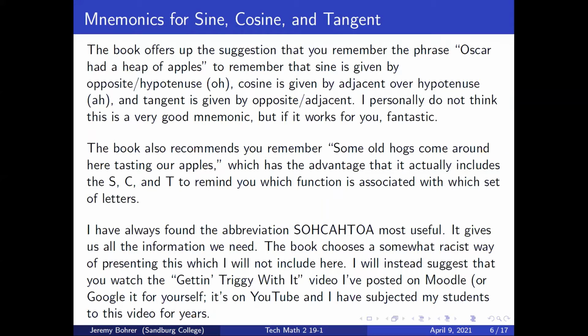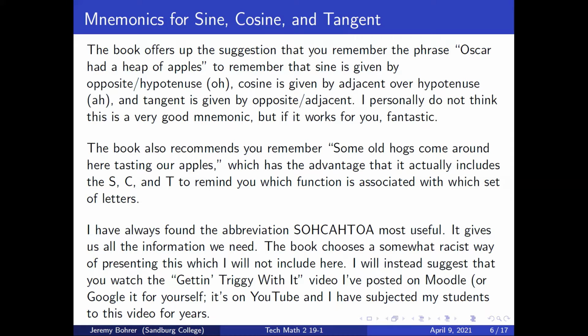The book offers up the suggestion that you remember the phrase, "Oscar had a heap of apples," to remember that the sine is given by opposite over hypotenuse, OH, the cosine is given by adjacent over hypotenuse, AH, and the tangent is given by opposite over adjacent. I personally do not think this is a very good mnemonic, but if it works for you, fantastic. The book also recommends you remember "some old hogs come around here tasting our apples," which has the advantage that it actually includes the S, C, and T to remind you which function is associated with which set of letters.